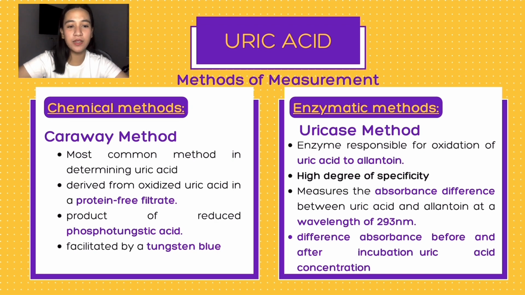For the enzymatic method, we have the uricase method. Uricase is an enzyme responsible for converting uric acid to allantoin via an oxidation reaction. This technique measures the difference between how much uric acid and allantoin are absorbed at a wavelength of 293 nanometers. Absorbance changes before and after uricase incubation are directly proportional to uric acid concentration.